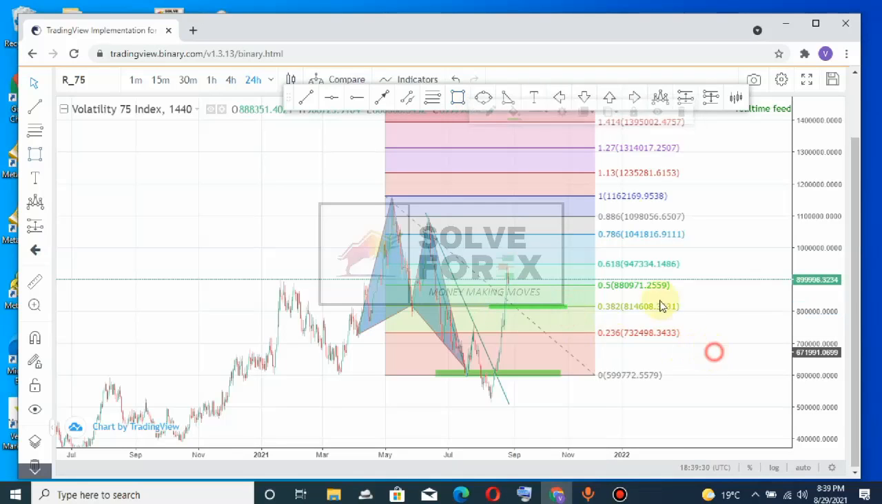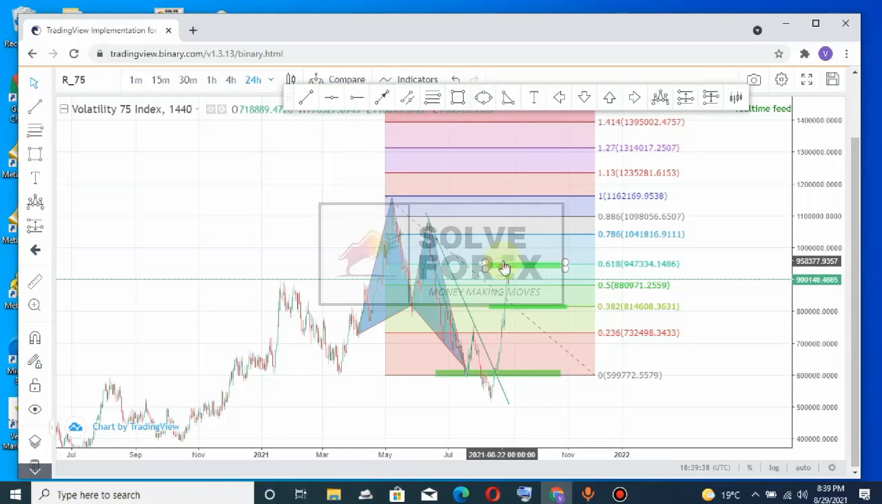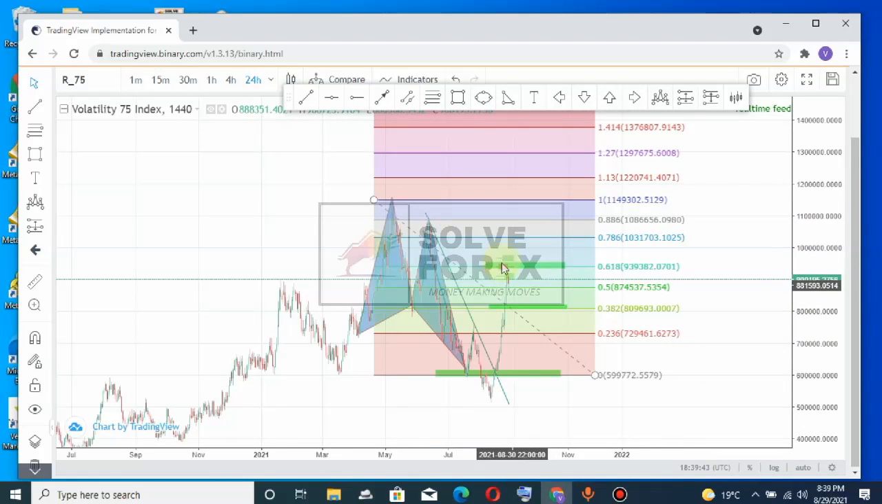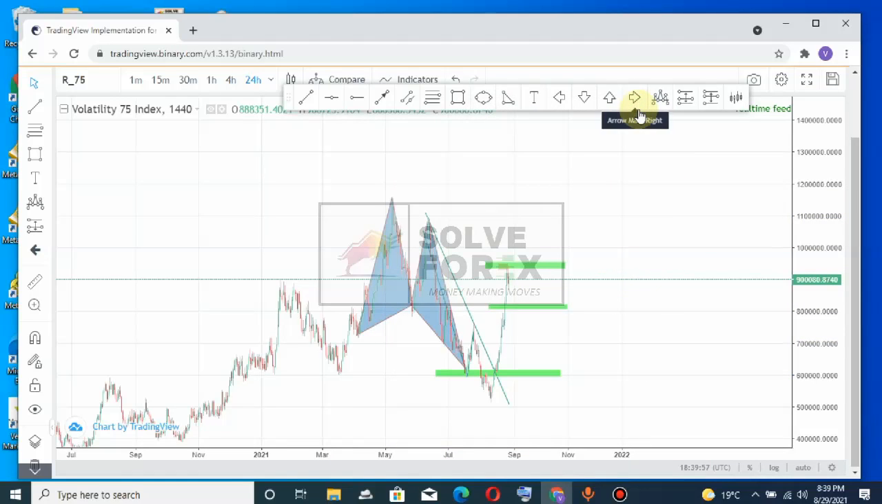And what did it do? It went straight to our second target. We call this a second target bounce. As soon as it came to our second target at 618, it came right back because it validated the pattern. From this point, it went to 38.2, which is our first target, broke through that 38.2 and went straight to 618, which is our second target of our butterfly harmonic pattern. This was a good trade, guys.